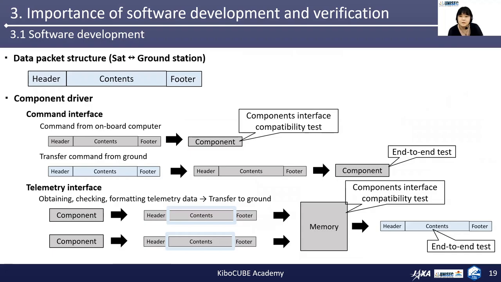This slide summarizes some typical examples of the software development component layer. This is a typical data packet structure. It is important to define the standard data packet structure for the project. The structure is applied to the communication between the ground station and the main computer. It also tends to be applied to the internal computers with the project developed software.